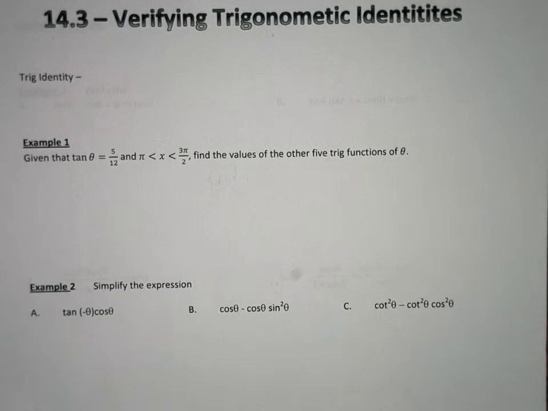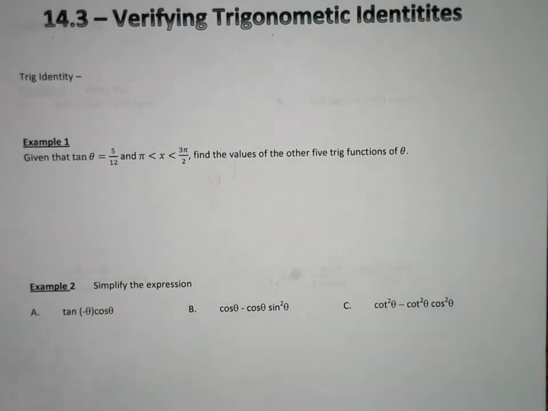All right, 14.3, verifying trig identities. A trig identity is a statement using trigonometric functions that we know is true, okay? Now, we are going to be told a trig identity, and I hate to use this word because I know that it makes all of you shudder, but we are going to be proving that it works.